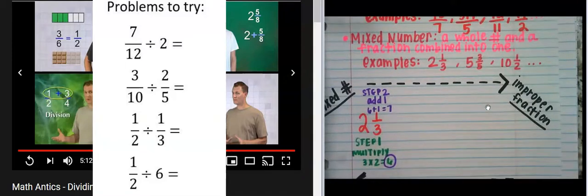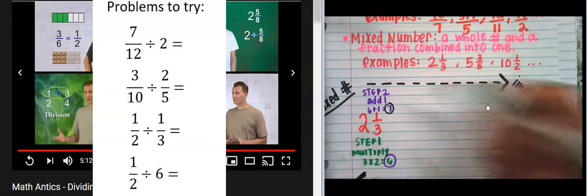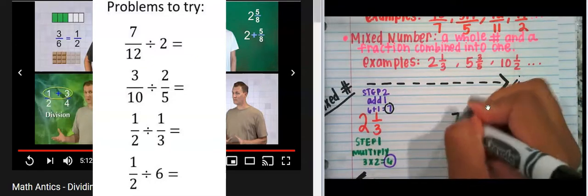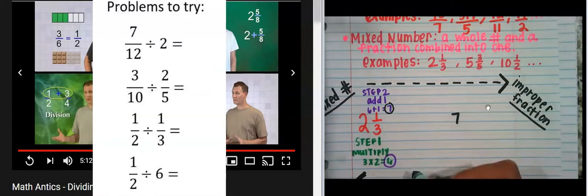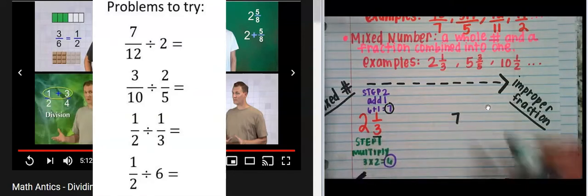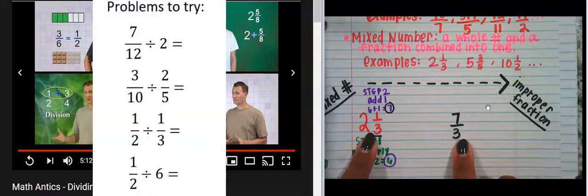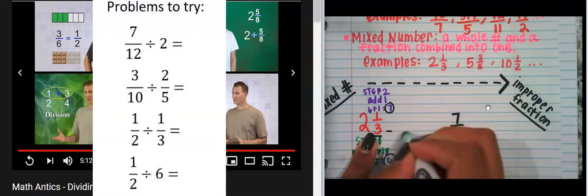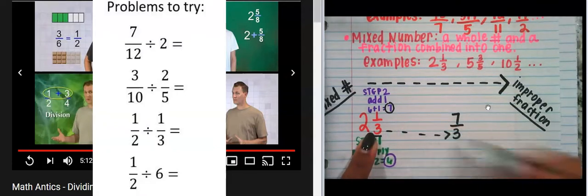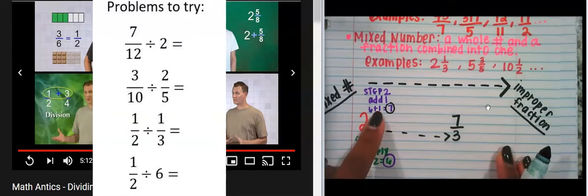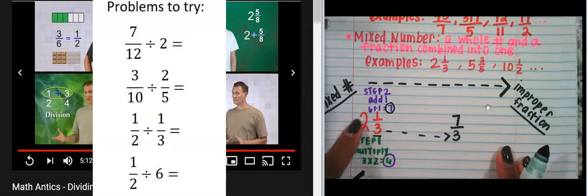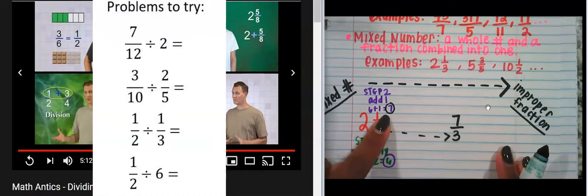So now we have our numbers that we need. Our numerator will now be 7, and our denominator will stay the same as 3. So now we just went from a mixed number to an improper fraction. Our denominator stayed the same as 3, and our numerator we got by multiplying 3 times 2, we got 6, and adding our numerator, and we got 7.